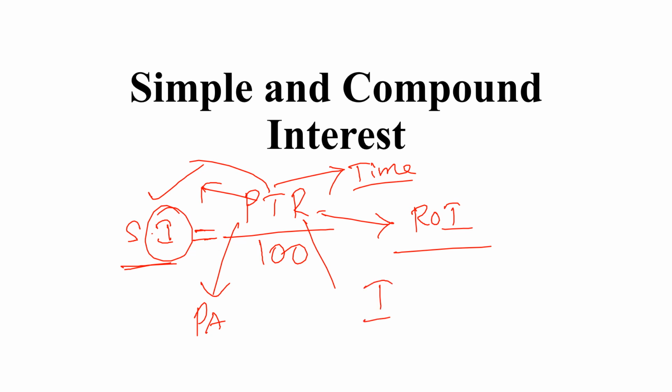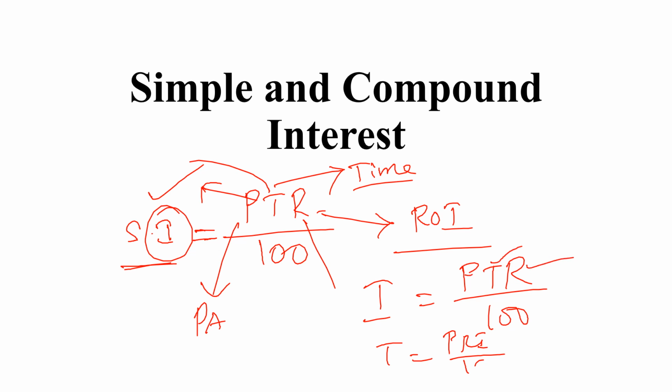If you have this formula I is equal to PTR by 100, then you can use this. If you want T, it is equal to I by PR into 100, like this, whatever you want. If they ask you to find time, you can find it. If they ask you to find R, then we can. If they ask you to find principal, then we can. Like that, we can solve all types of questions with respect to simple interest by using this formula.